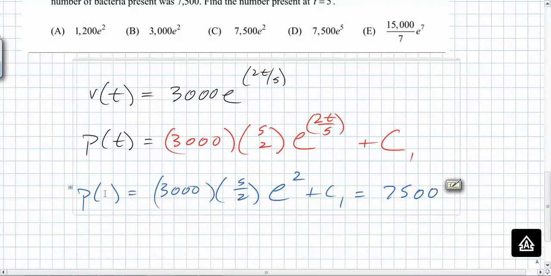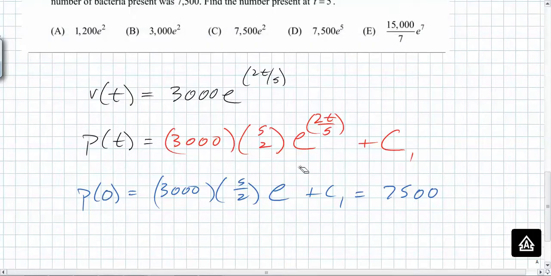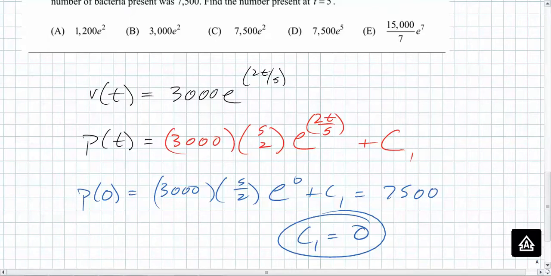So, P of 0, right? So instead of 5, what do we have to put in here? Is that going to be a lot nicer for our constant? Yeah, so what do you end up with? What is C1? 0, right? Because this is 1, you get 7,500 equals 7,500 plus C1.